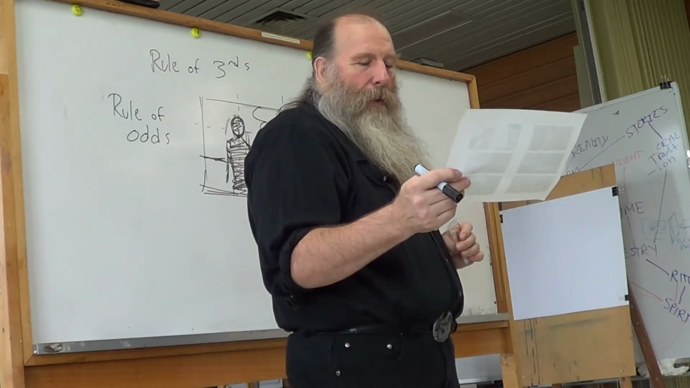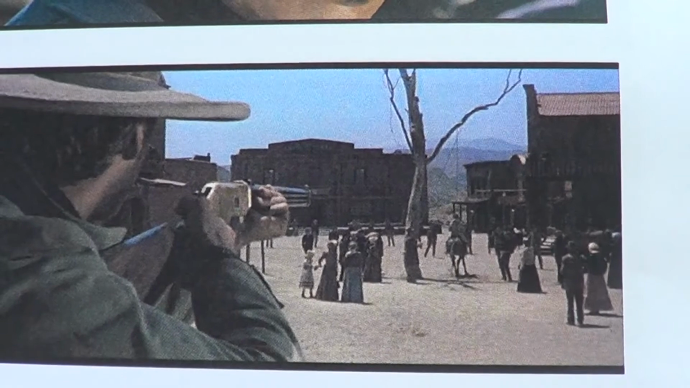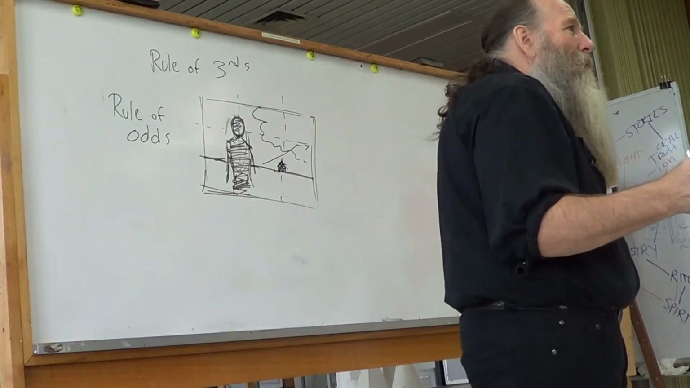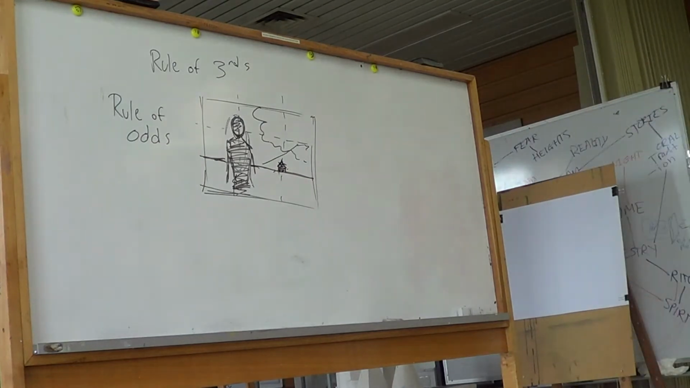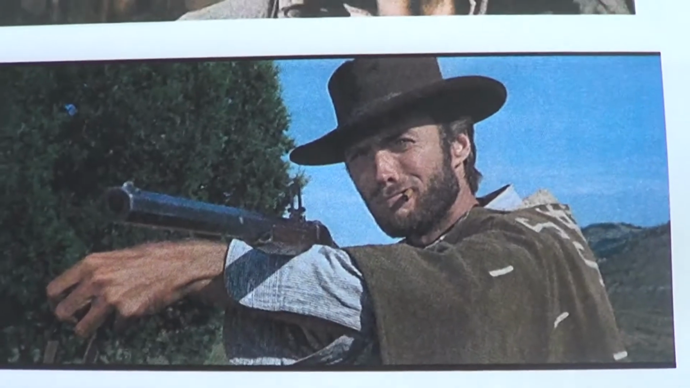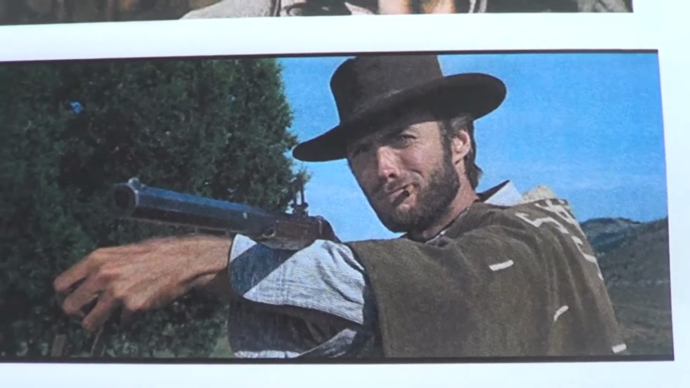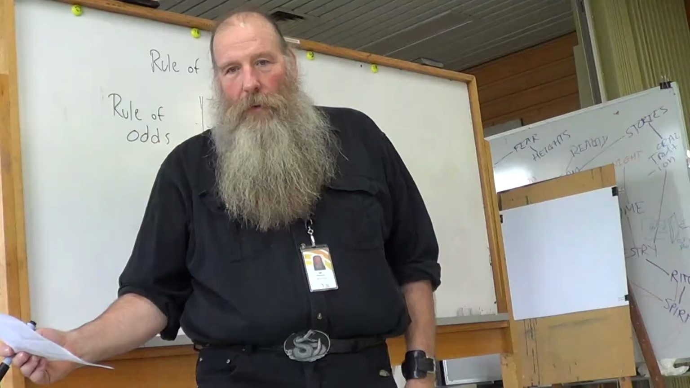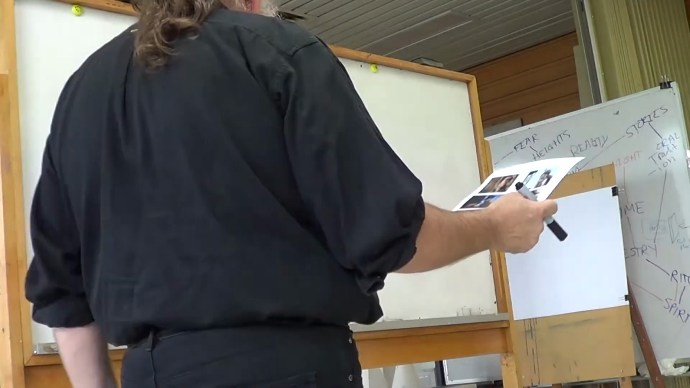And down below there you have Clint Eastwood aiming a rifle at somebody. Again, he's taking up a third of that panel. Yes? The first Clint Eastwood, the gun barrel is on the other third as well, so your eye goes there. True. Yes. Okay, so that's rule of thirds.